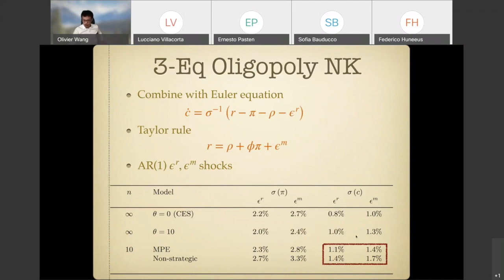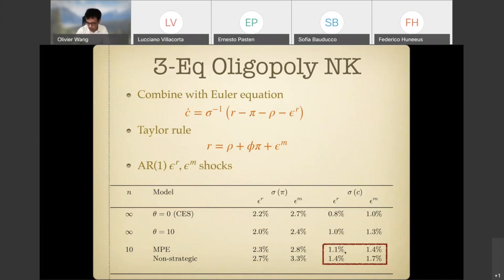is very close to micro-founding what people target in the DSG literature, which is monopolistic with high theta. So you see 1.1 versus 1, 1.4 versus 1.3. So we think it's much better because it's micro-founded in the market structure, and it gives you a lot of additional predictions relating markups to what's happening here.